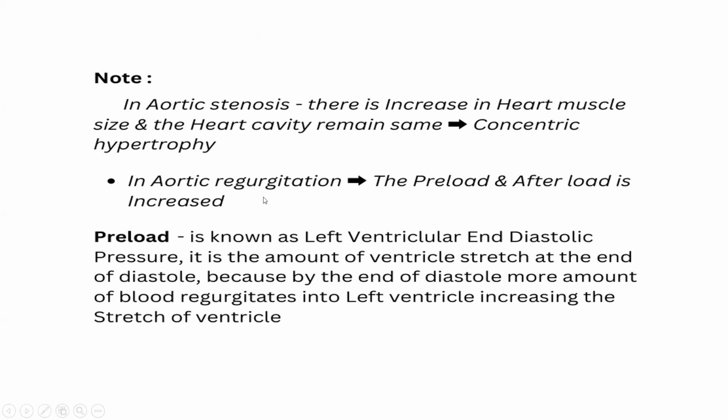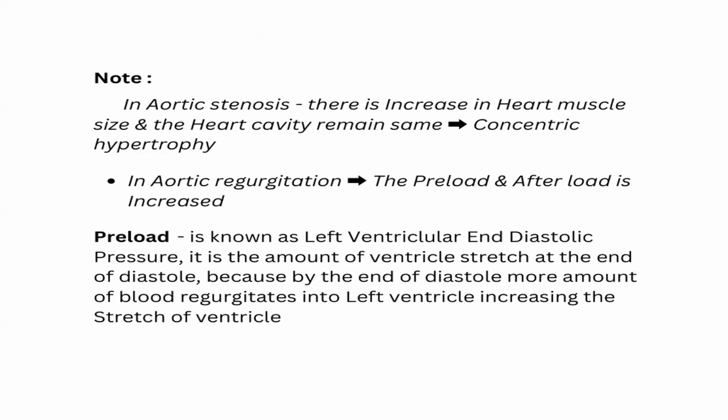In aortic regurgitation, the preload and afterload are increased. So they can give a question: all of the following things are seen in aortic regurgitation except preload is increased, afterload is increased. So what is preload, afterload? They're telling you that in aortic regurgitation, the preload and afterload are increasing. So what is preload? Preload is known as the left ventricular end diastolic pressure. It is the amount of ventricle stretch at the end of diastole.